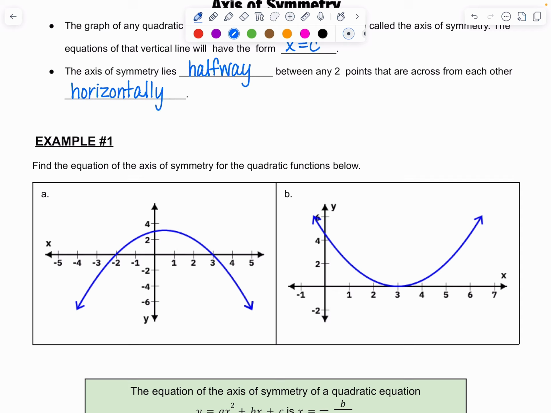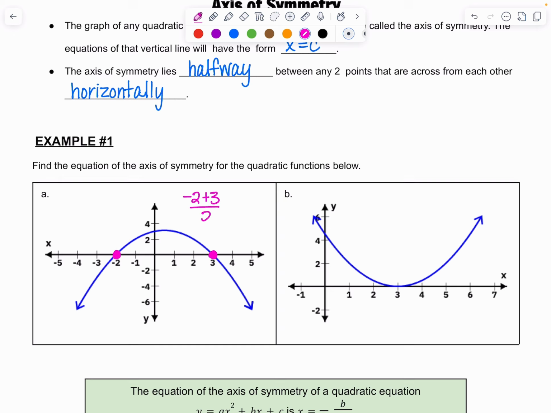So if I look at question A, I'm going to identify 2 points that are directly across from each other horizontally. I'm going to use the x-intercepts here, because I know that my x-intercepts lie on the x-axis, which goes in a horizontal direction. So any points lying across from each other on the x-axis are horizontal to each other. My two x-intercepts are -2 and +3. So I know that my axis of symmetry should be located halfway between these 2 points.